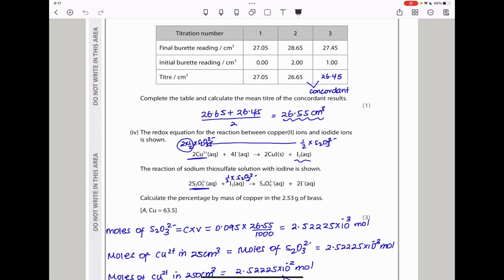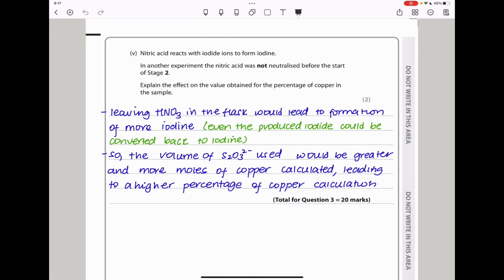We will see that even as this experiment is being carried out, the iodide formed is going to be converted back into iodine. As long as we still have the nitric acid in this solution, the iodide that is present is going to be converted back to iodine, and this reaction will require more thiosulfate. So leaving nitric acid in the flask will lead to formation of more iodine. Even the produced iodide could be converted back into iodine, and so the volume of thiosulfate used would be greater and more moles of copper calculated, leading to a higher percentage of copper.